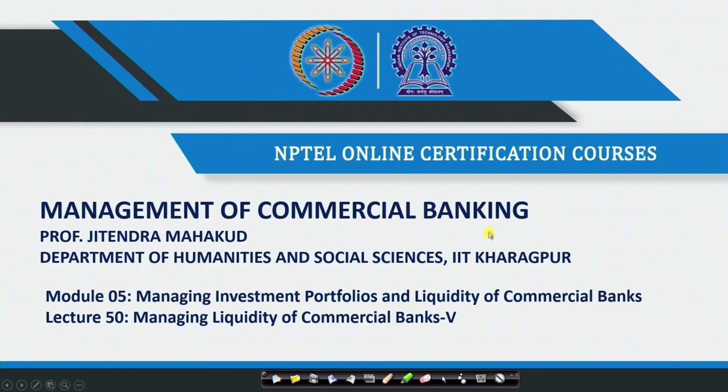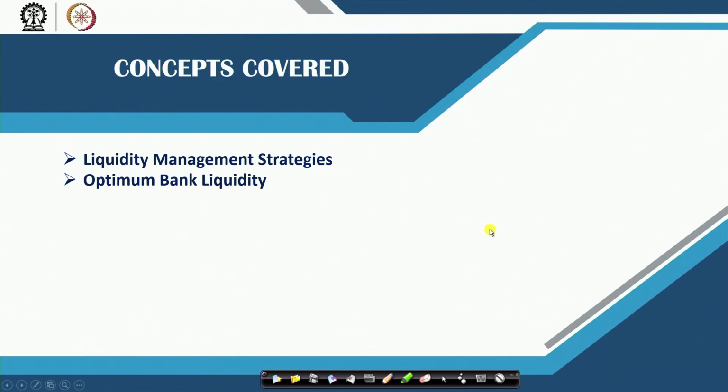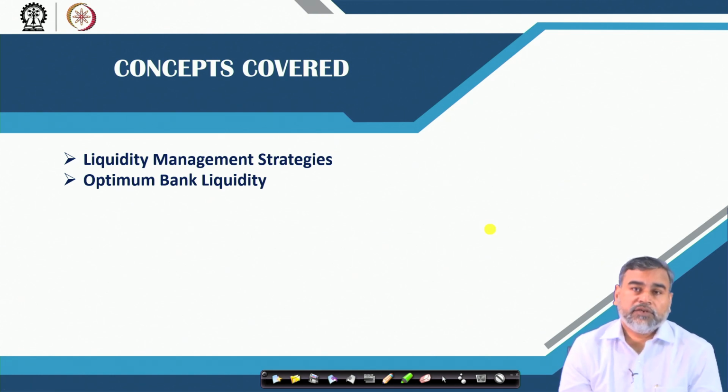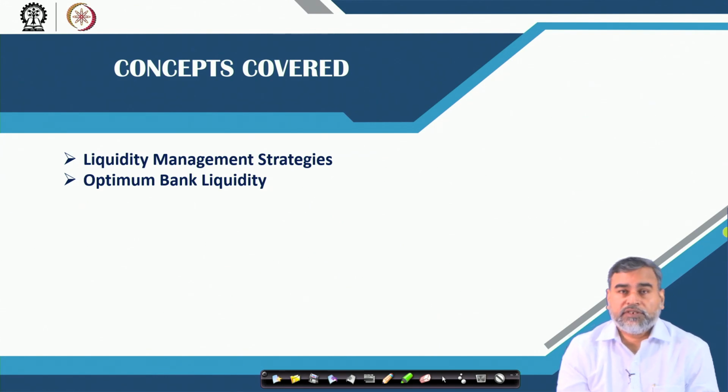In today's class, we will be discussing the different strategies that commercial banks can adopt to manage their liquidity positions, and whether there is a concept of optimum bank liquidity. If there is an optimum concept of bank liquidity, how can it be attained, and what are the different approaches the bank should use to maintain it? These are the two major topics we are going to discuss in today's session.